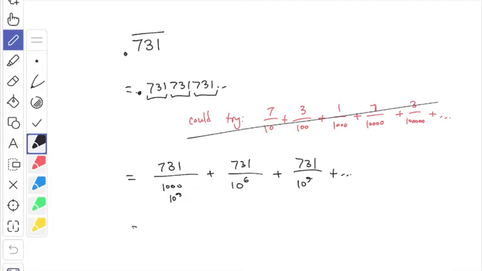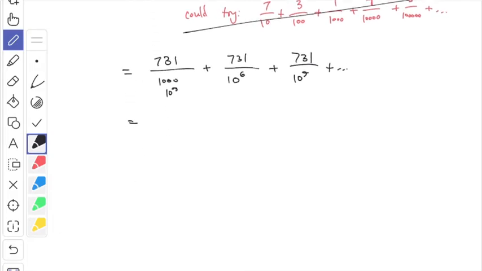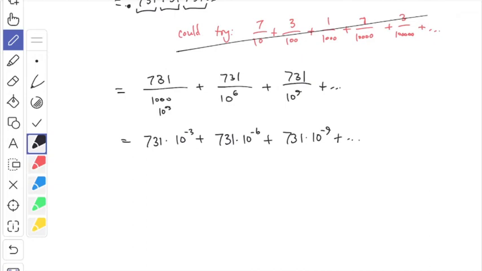I find it easier to write these using negative powers. So what I have is 731 times 10 to the minus 3, plus 731 times 10 to the minus 6, plus 731 times 10 to the minus 9, etc. And now those ratios, each one divided by the previous one, will be the same every time. What I wrote before in red up there was going to be different every time, because you have the 7 on top, then the 3, then the 1. But here we have 731 every time, so it's going to work out great.